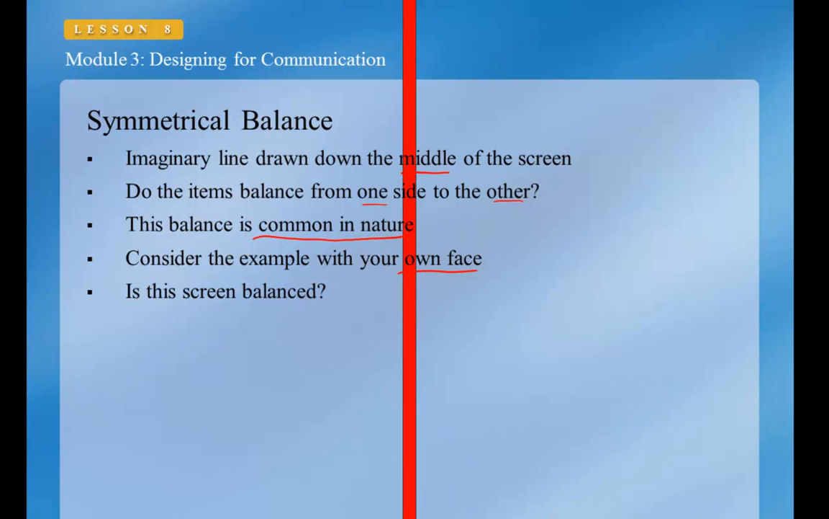So if you look at this screen, most of the information is on this side, and so it's not really balanced. But if you just look at the graphics, if you fold this in half, this rectangle side will meet up with this, so that part is balanced.